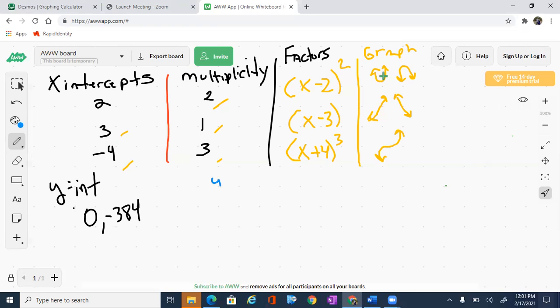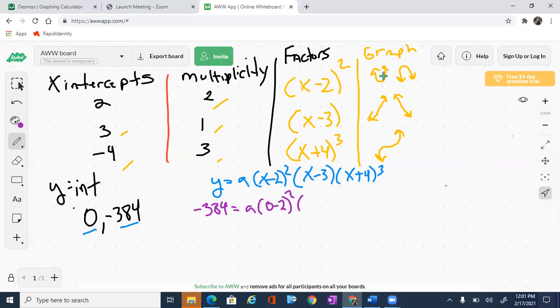All right, so the first thing I'm going to do is set up the polynomial y equals a, and I'm going to put my factors in: x minus 2 squared, x minus 3, and x plus 4 cubed. It does not matter the order that I put those in. And then I'm going to plug in my x and my y. My y value is -384, and then equals a, and I'm going to plug in 0 minus 2 squared, 0 minus 3, and 0 plus 4 cubed.